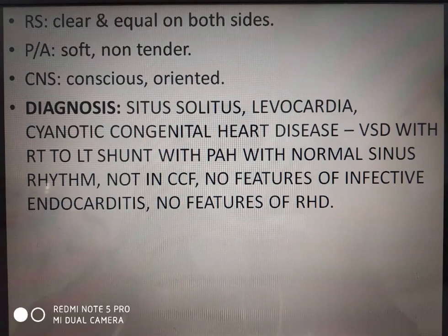What happens to the LV filling in a patient with Eisenmenger syndrome? It will be less, sir. It will be less because less blood is flowing to the pulmonary arterial system. Less blood is coming back to the left atrium through the pulmonary veins, and less blood is coming to the left ventricle. So the left ventricle becomes smaller. So why did you say it is a biventricular enlargement?